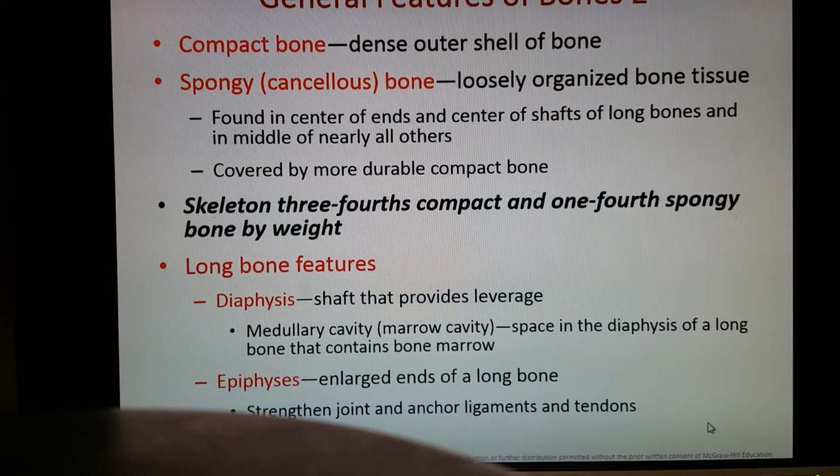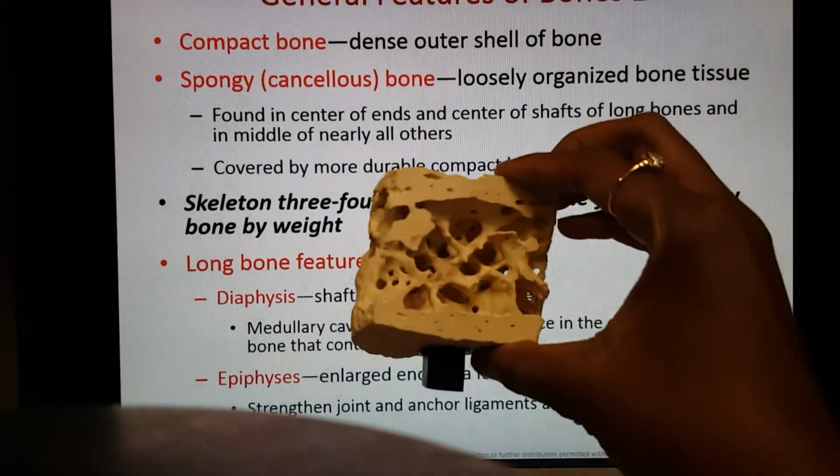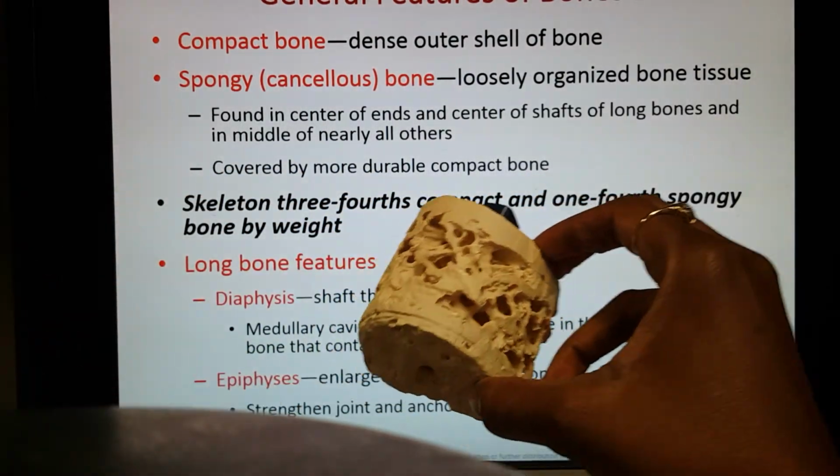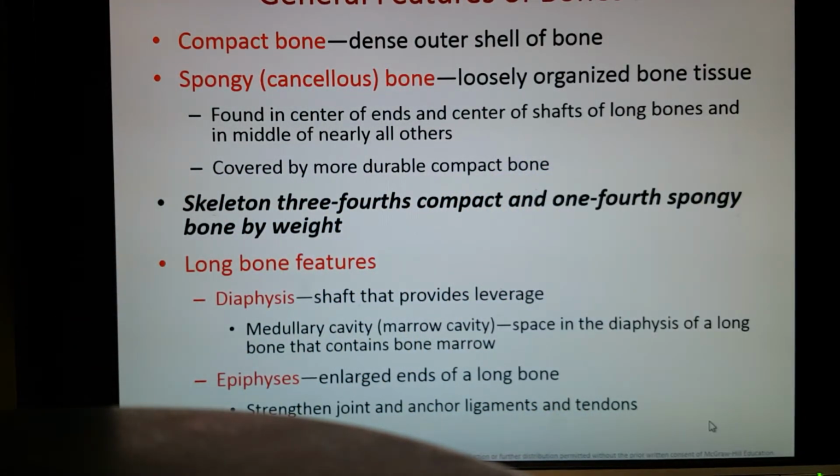So general features of bone. You learned this a little bit during the tissue chapter. On the outside of bone is your compact bone. So pulling this out again, compact bone here, so very little space in between where all your components of that tissue is.